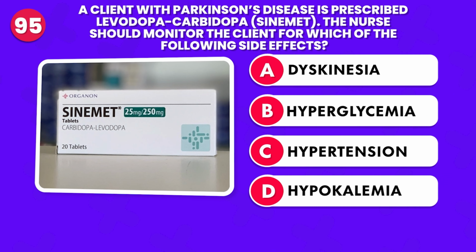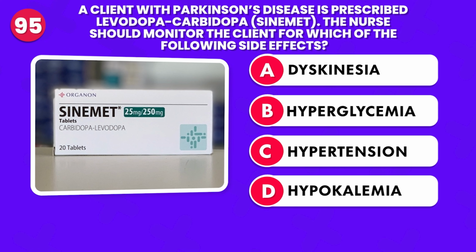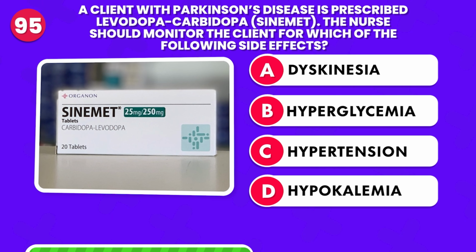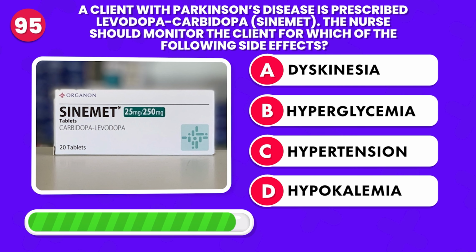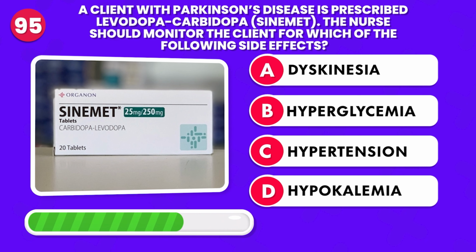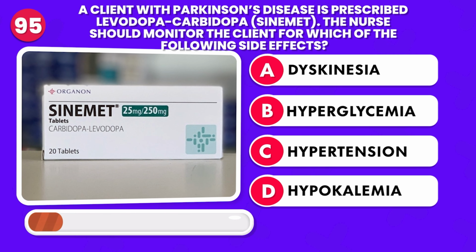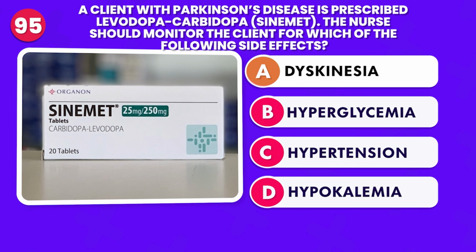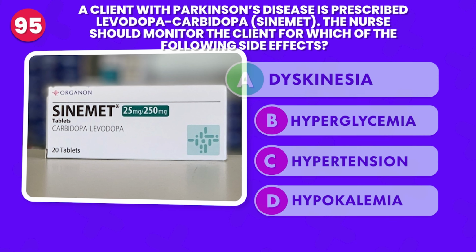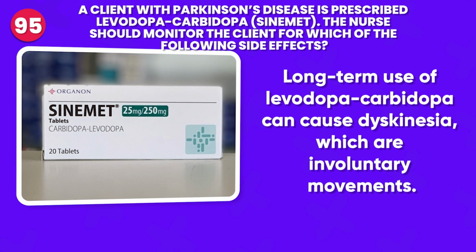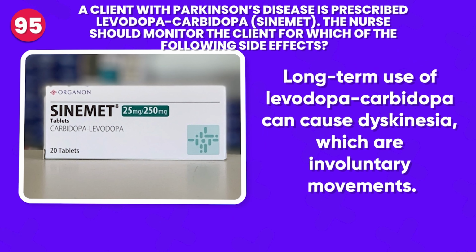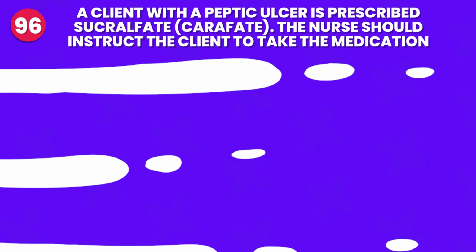A client with Parkinson's disease is prescribed levodopa-carbidopa, Sinemet. The nurse should monitor the client for which of the following side effects? A, dyskinesia, B, hyperglycemia, C, hypertension, D, hypokalemia. It's A, dyskinesia. Long-term use of levodopa-carbidopa can cause dyskinesia, which are involuntary movements.